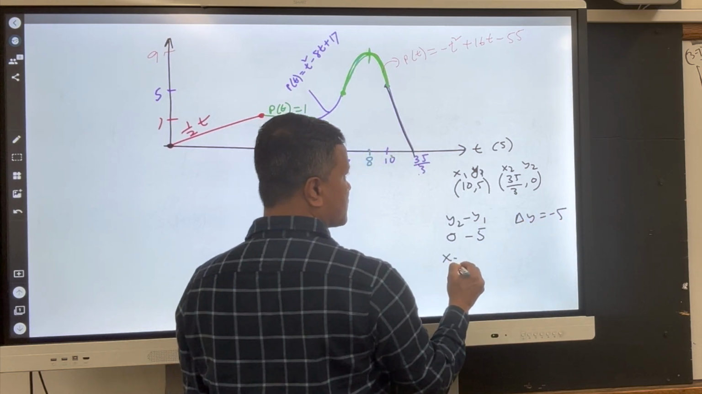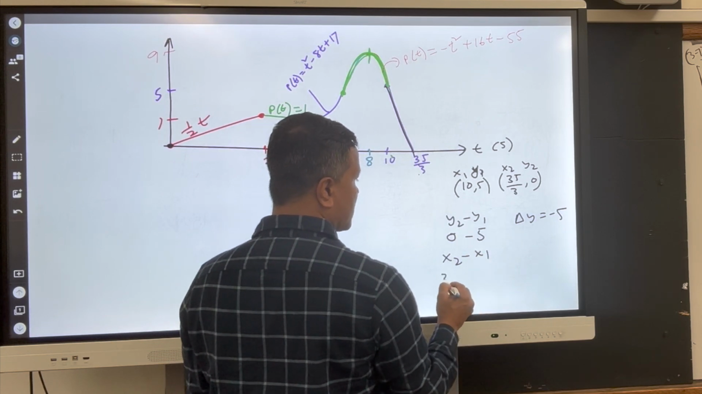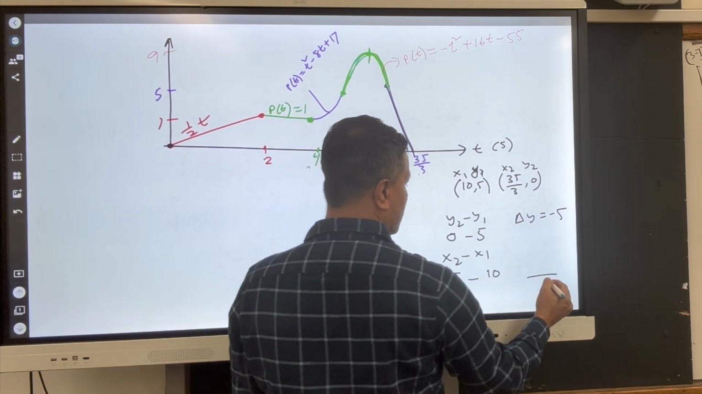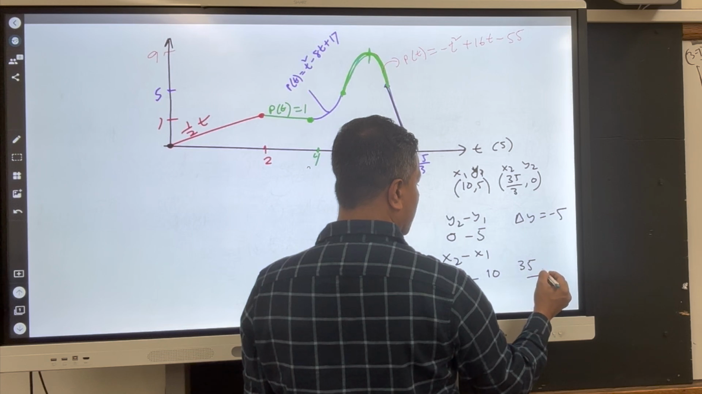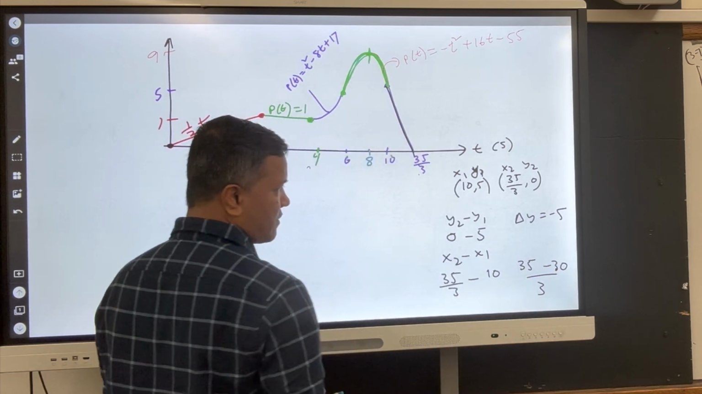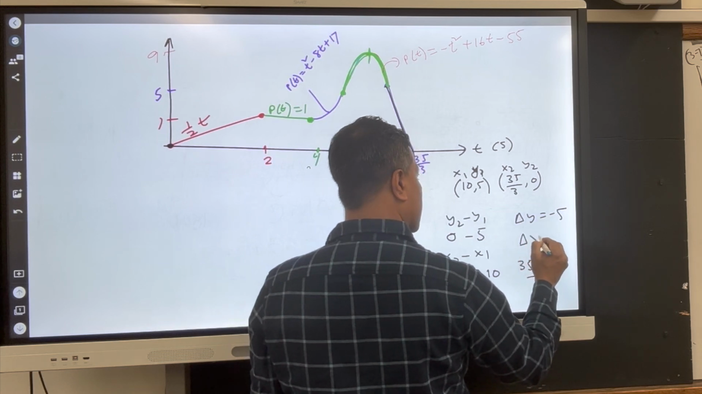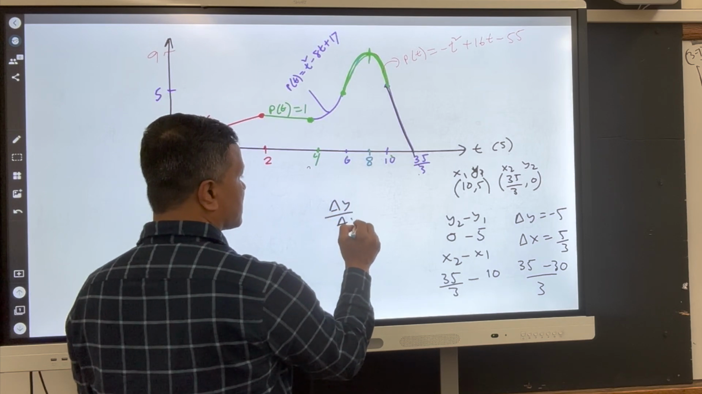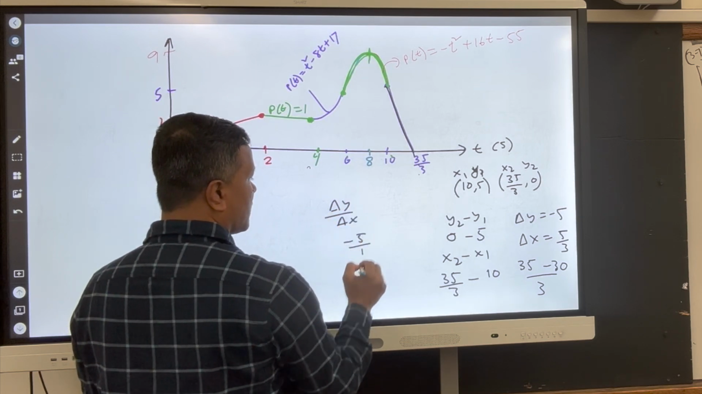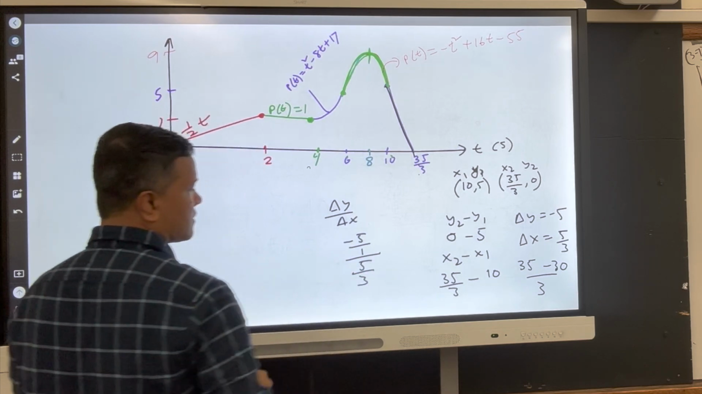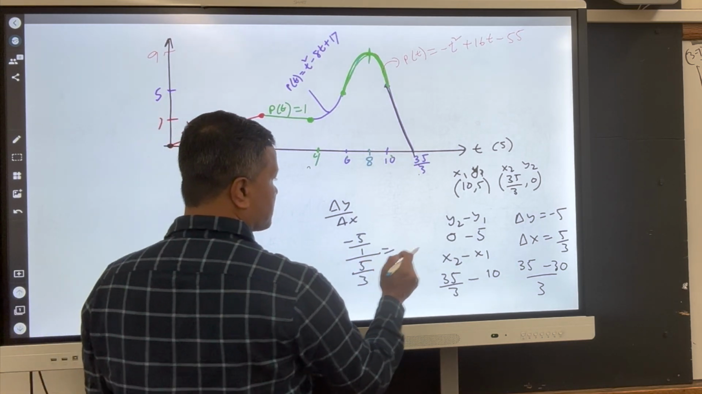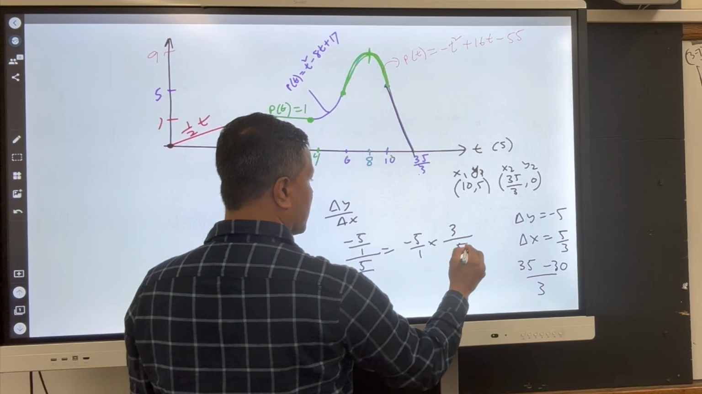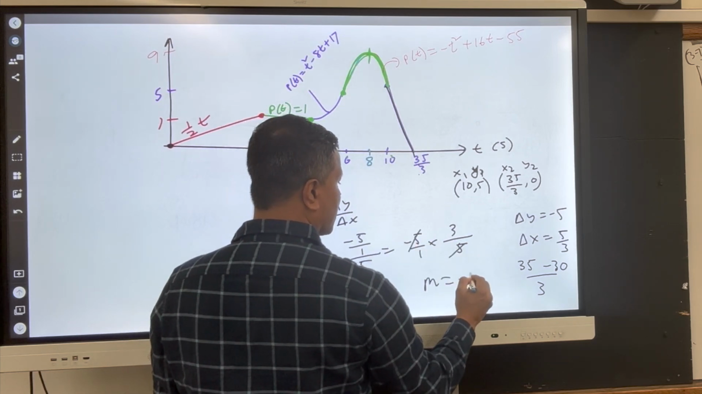What is delta x? x2 minus x1. x2 is 35 over 3 minus x1 is 10. So 35 over 3 minus 30 over 3, so 5 over 3. Delta x is 5 over 3. So delta y over delta x: negative 5 over 1 and 5 over 3. So that means you have negative 5 over 1 times 3 over 5. So negative 3. Slope is negative 3.